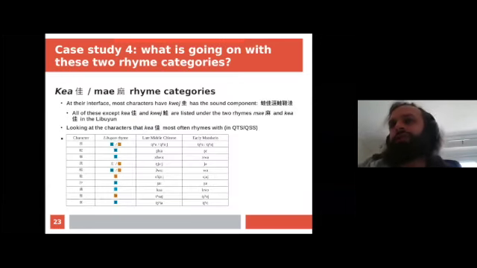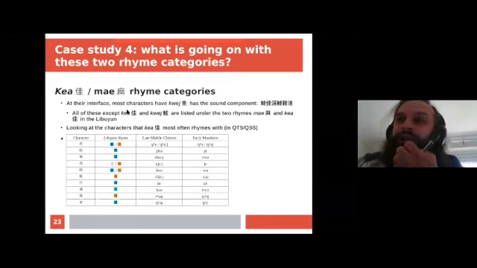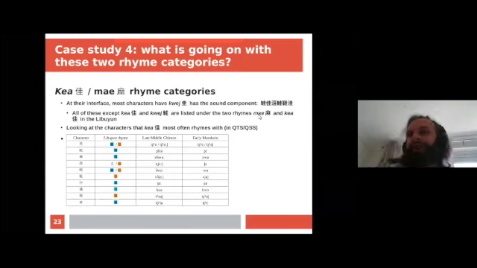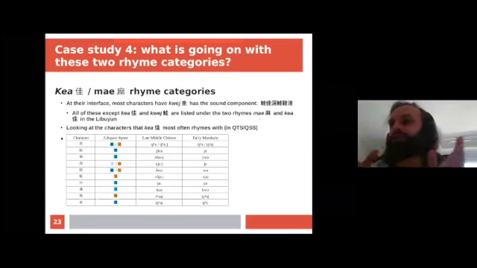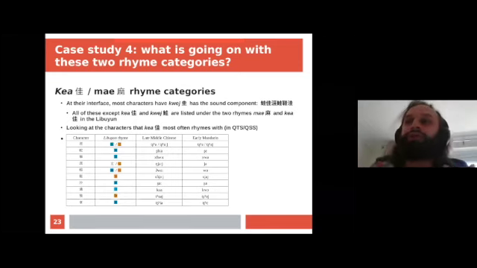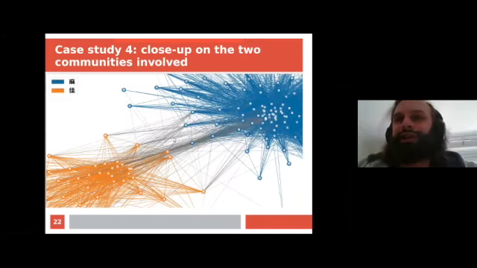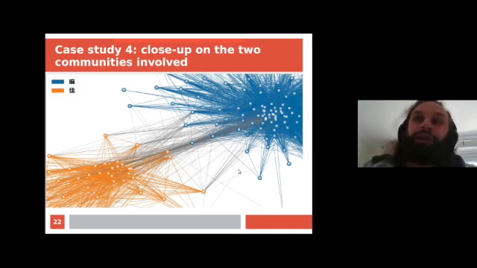If we look at these characters in a rhyme book like the Ministry of Rites, what we see is they are all listed as belonging to both rhymes. So it's kind of the aha moment. This explains why we see these two communities being very close: the rhyme books themselves say that a range of these characters that we saw in the middle are actually listed as belonging to both groups.